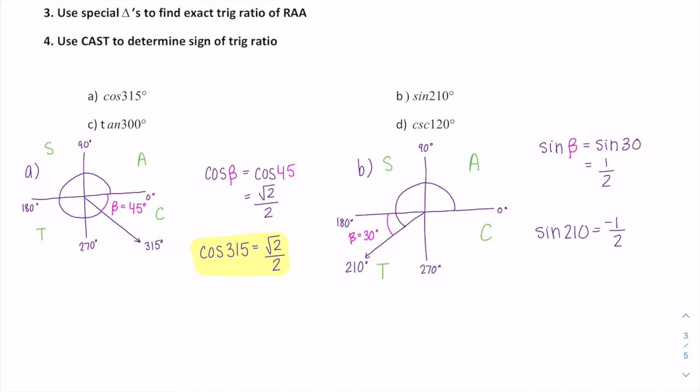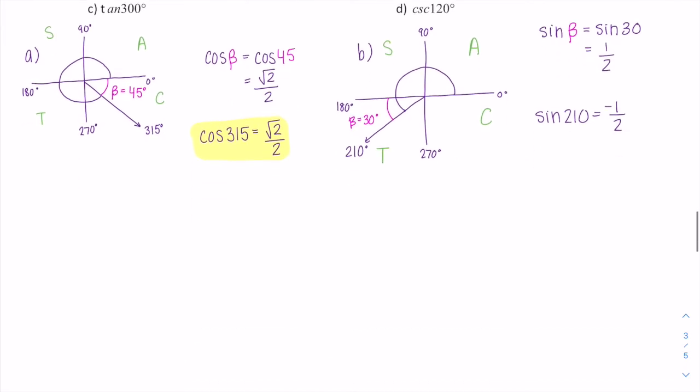Now, let's try example C. So for C, we are looking for tan 300. So we're going to start by drawing out a diagram. And now let's draw our terminal arm. So it's at 300. So we always start here. We're going to go past 90, past 180, past 270, and get to 300.